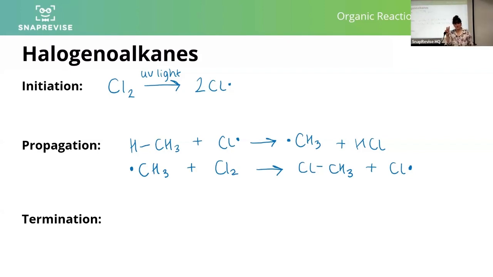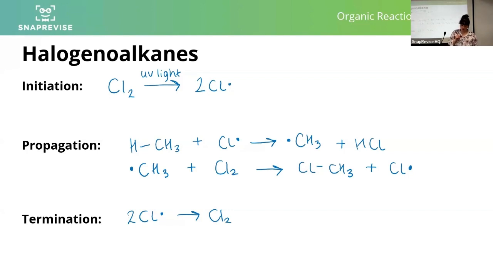How can we get 3 different ones? Well, there's the termination step, which is just the reverse of initiation. So that's kind of the easiest for me, anyway, to remember. It's just the reverse of initiation. 2 chlorine radicals forming a normal species, that's termination. 2 radicals form a normal species.